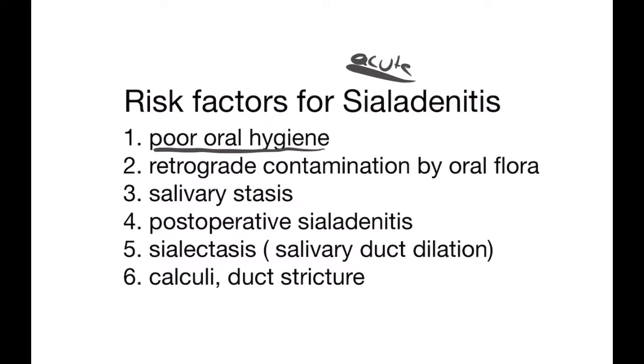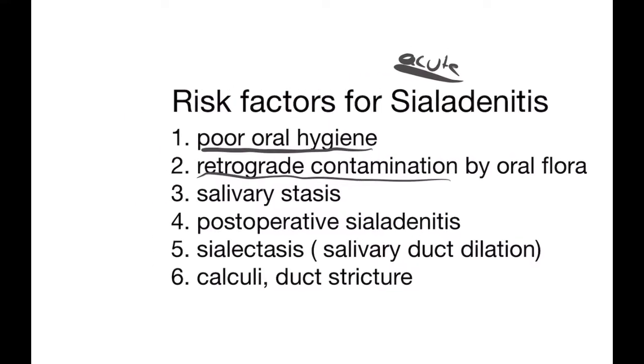If you have retrograde contamination by oral flora, that means the duct of the parotid gland opens at the upper second molar, and food pressing or something similar can go into the duct and cause sialadenitis, a retrograde contamination. Salivary stasis can also be a risk factor for getting the acute type. Postoperative sialadenitis is another risk factor.